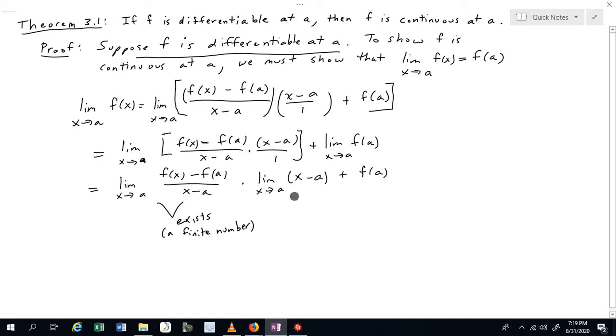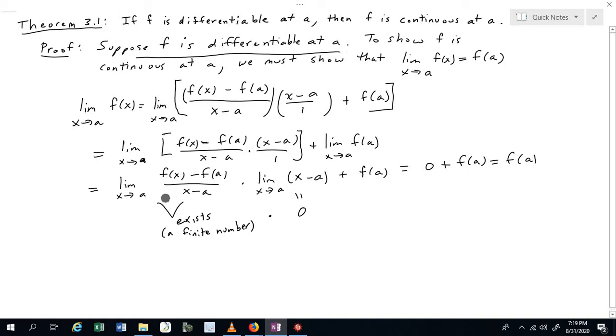Okay, so a finite number times 0 is equal to 0. And so we end up with 0 plus f of a, and that's just f of a. And wouldn't you know it, the limit of f of x as x approaches a is equal to f of a, as long as this limit exists. We know this limit exists if f is differentiable at a, and that's why you need this condition.